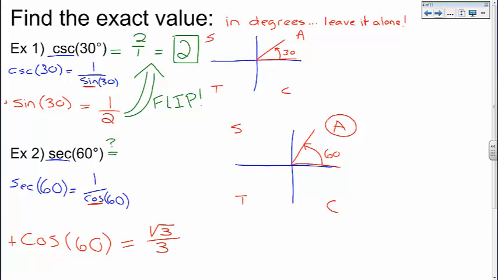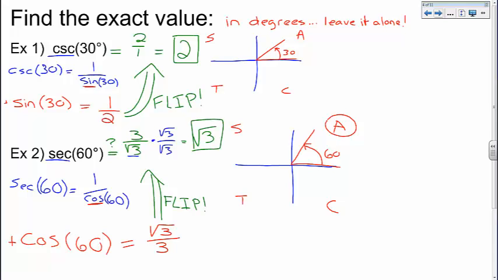Next, I need to say, well, the ultimate goal of my problem is to solve for the secant of 60 degrees. So what do I do? I take the value of its reciprocal, cosine, and I flip it. So the value of secant of 60 degrees will be equal to 3/radical 3. Now I need to simplify this by multiplying through by radical 3/3, and I end up with a value of radical 3 as my answer.